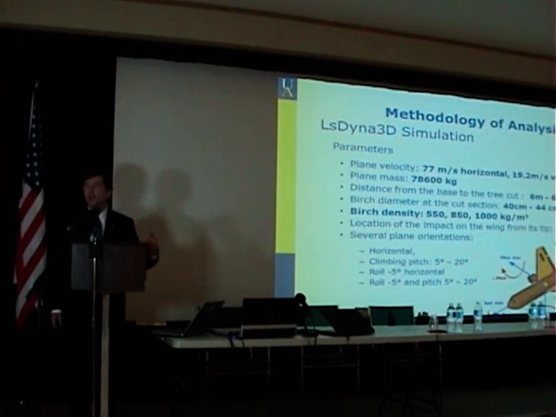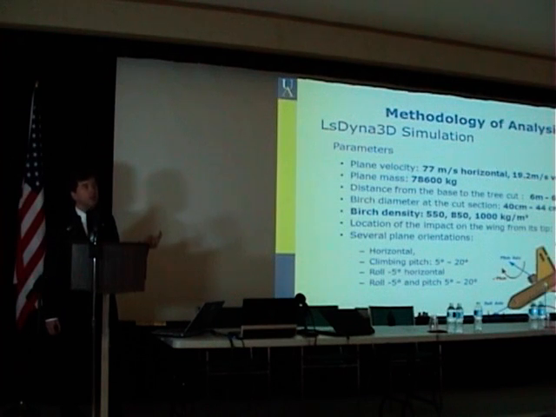I'm not going to present all the technical sides because I assume you may not be interested in them, but I just want to point out that we investigated this from different angles, different velocity, different orientation. I made different dimensions for the birch, since it was mentioned the diameter may be somewhere between 30 and 40 centimeters. So I assumed 44 to make it bigger.